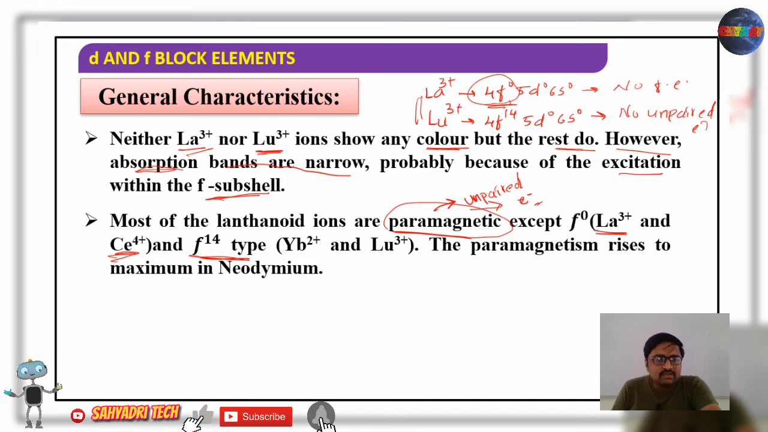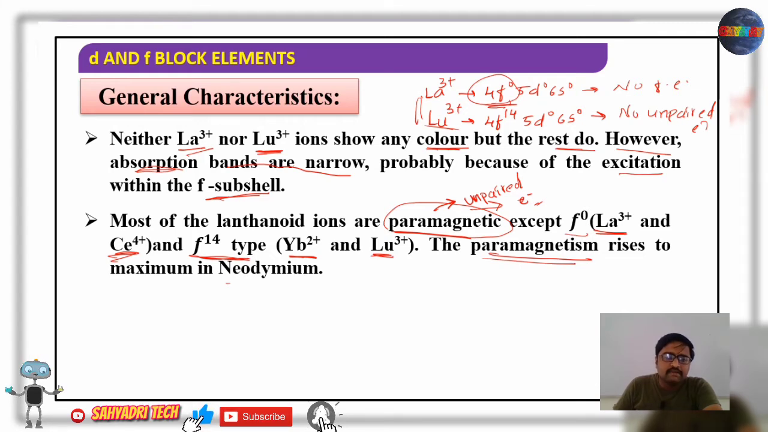So most of the lanthanide ions are paramagnetic except f0 and f14 configuration. f0 examples: lanthanum 3 plus, cerium 4 plus. These are the well-known examples. For f14 type, lutetium 3 plus we already considered, along with ytterbium 2 plus is also an example. So in these cases, they have f14 configuration and there is no unpaired electron, therefore they do not exhibit paramagnetism.